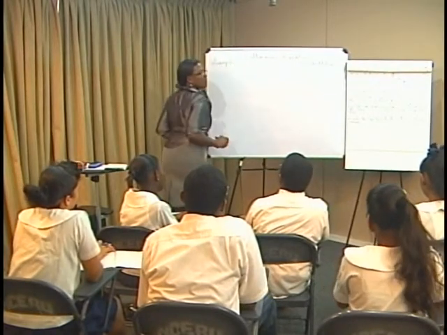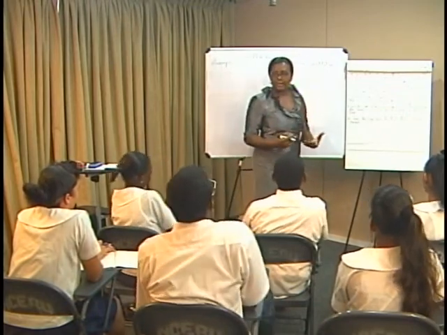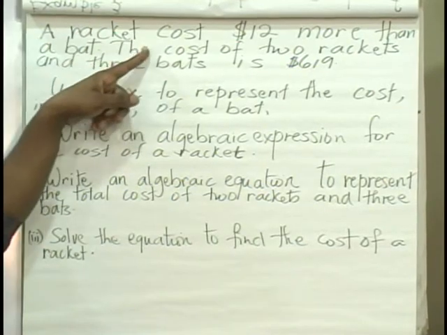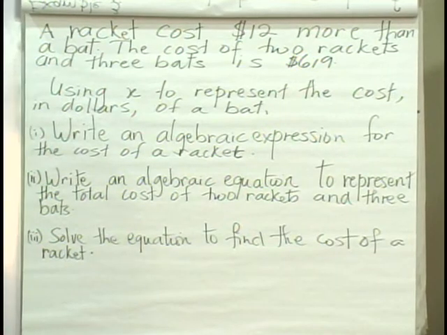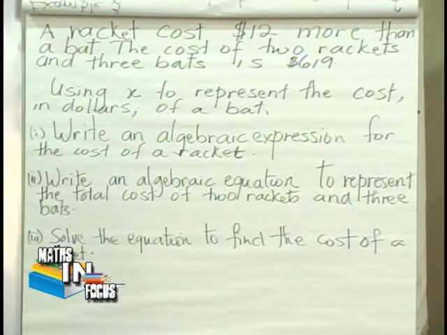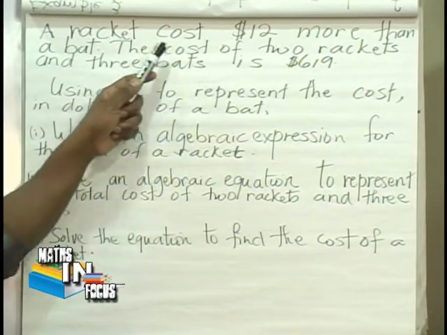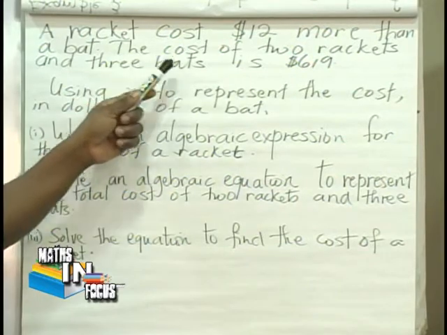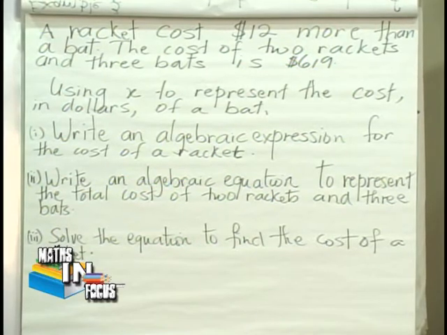This would be example 3. So let's read the statement so we can really understand what it's saying. A racket costs $12 more than a bat. $12 more. If we paid $10 for a bat, the racket would be $10 added to the 12. It's $12 more. The cost of 2 rackets and 3 bats is $619. So we have 2 situations there.